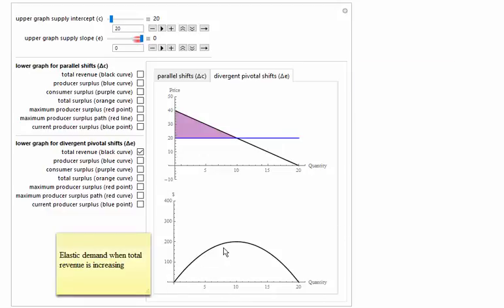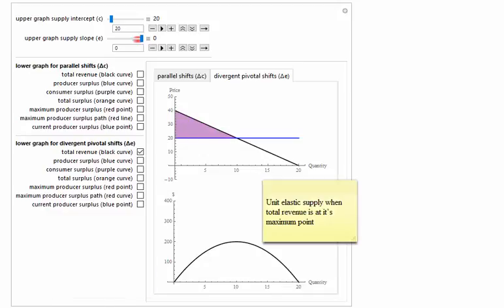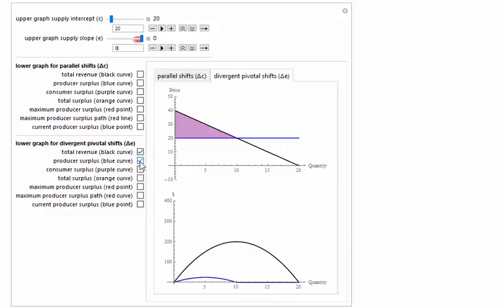For the demand curve, when this is our total revenue down here, when total revenue is increasing up to here, that means the demand curve is elastic up here. In this case it looks like 10, so right here would be the largest total revenue possible. The elasticity of demand, and it looks like I accidentally said supply, but it's unit elastic demand when total revenue is at its maximum point. Now let's show our producer surplus.